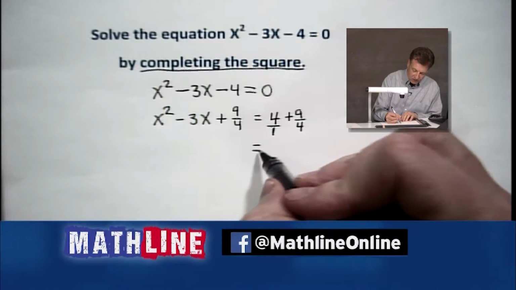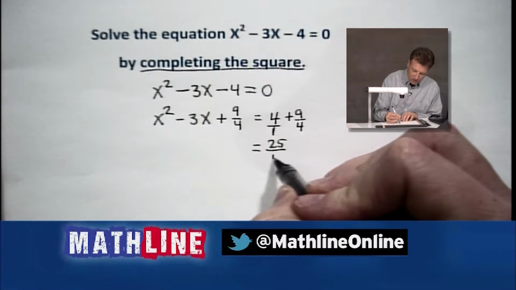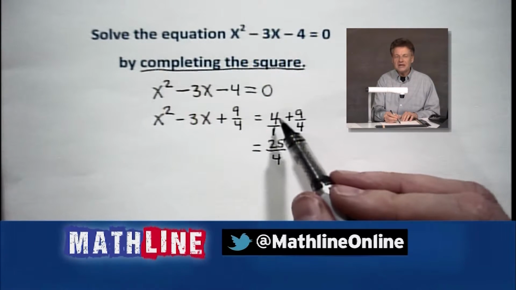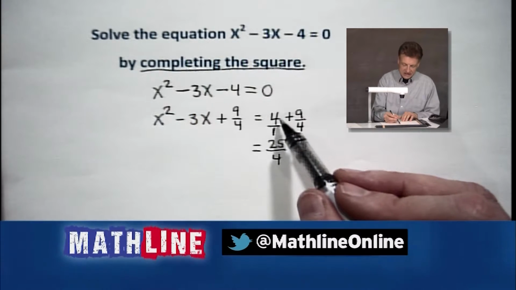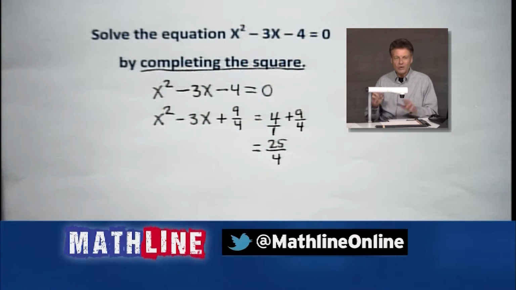And I believe we're going to have 25 over 4. And you say, what did you, Ernie? I got a common denominator, put a 4 there. I've got to multiply that 4 by 4. That gives me 16. 16 and 9 gives me 25.